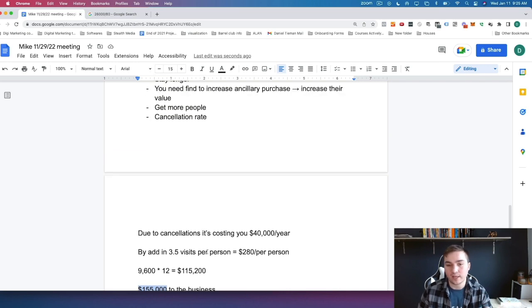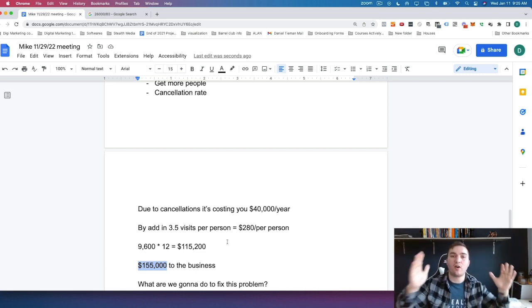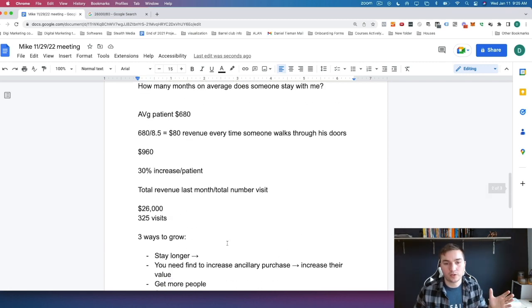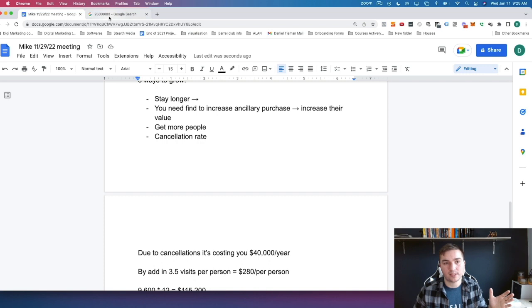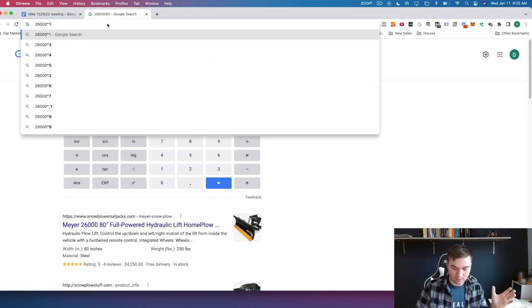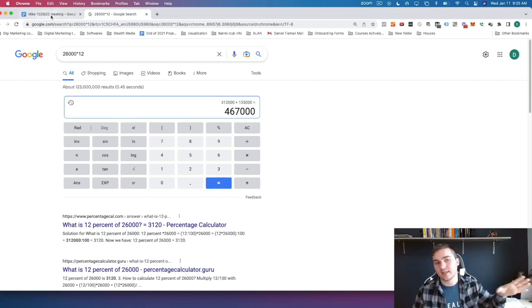So that's all we did. Once again, all we did was lower our cancellation rate. We increased the number of times someone came to us. And all of a sudden we went from making a total of 26,000, and I'm going to times this by 12, 26,000 times 12, which is $312K a year, to all of a sudden adding $155,000, so we're at $467,000 to the business.